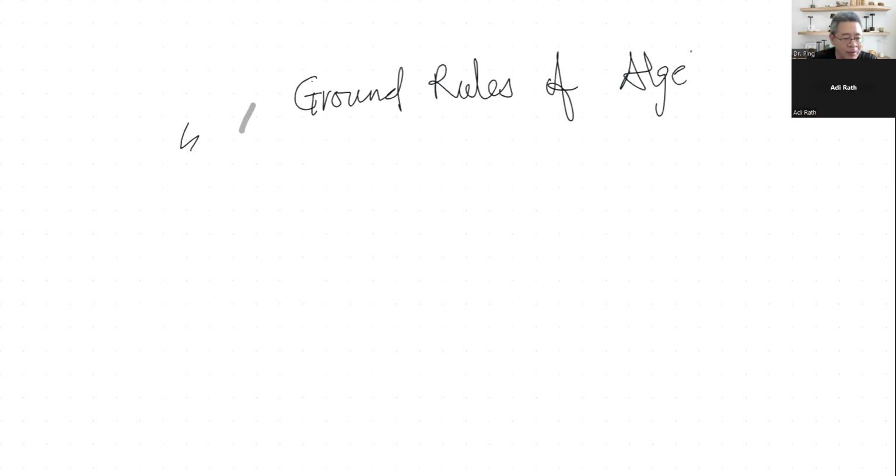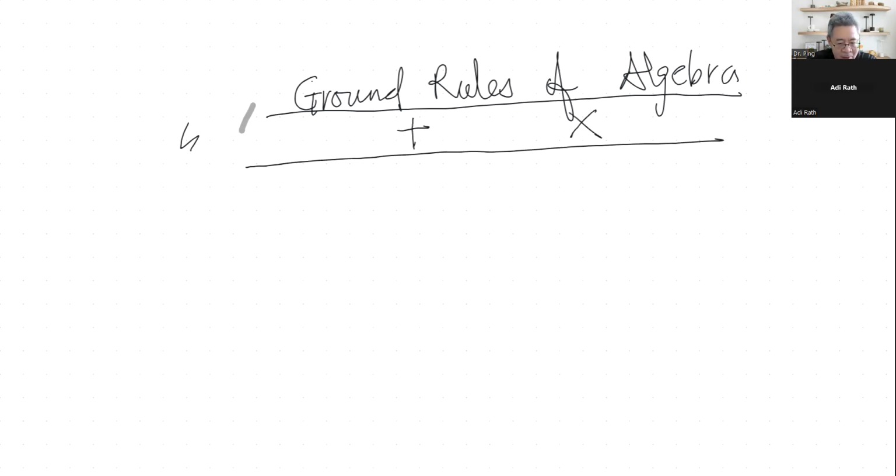So we have the ground rules of algebra. When we study algebra, it really comes down to understanding the rules. It really comes down to addition and multiplication. Let's see how many rules we have. The first one is A plus B is equal to B plus A, and A times B is the same as B times A.